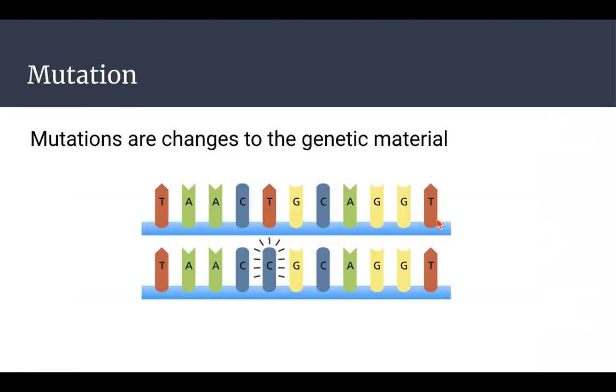Next, we have the definition of mutation. Mutations in biology refer to any changes that happen to the genetic material. These mutations can be at a very grand scale, where you have changes to the chromosome, or at a very small scale, where you're changing only one single base in your genetic material. As long as there is a change, it is called a mutation.